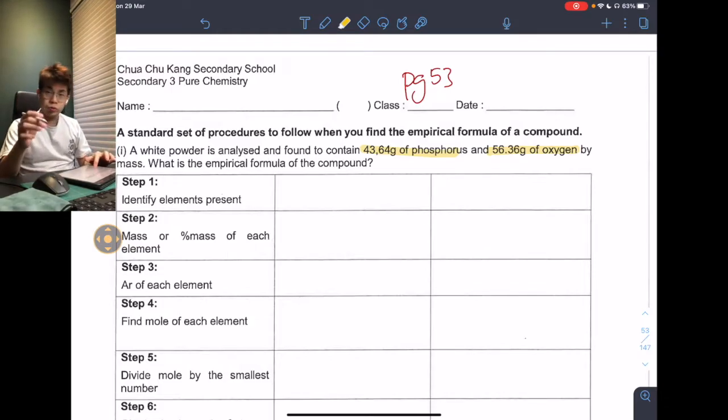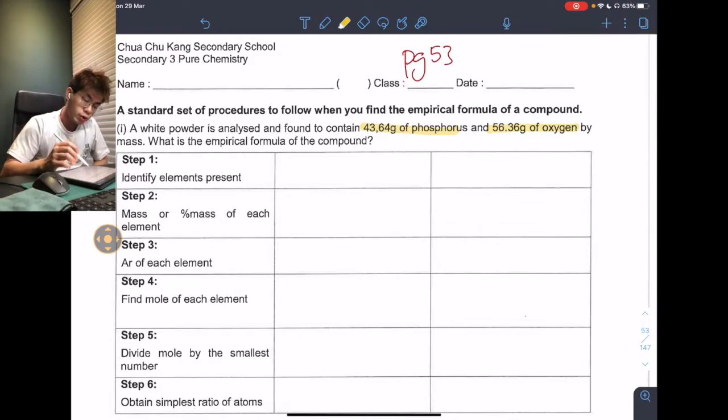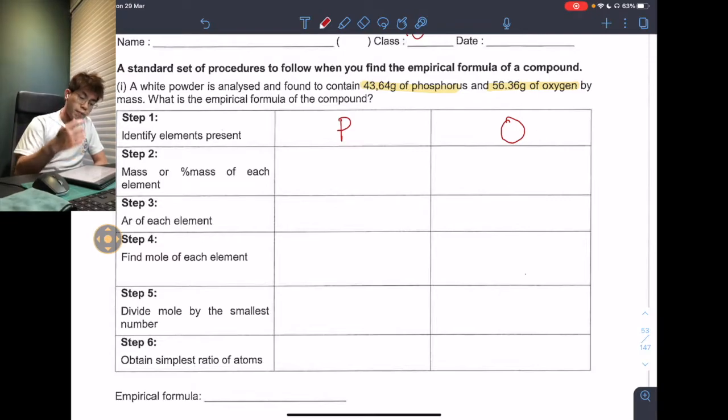the method to do this is you must draw the table. The table will show the steps, and that is very important. The first thing on the table is to identify the elements present. So the elements present are phosphorus, P, and oxygen, O.